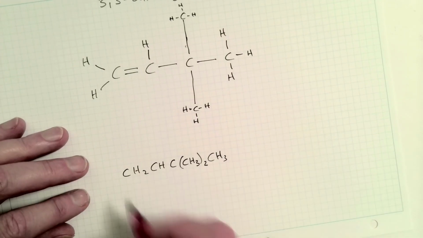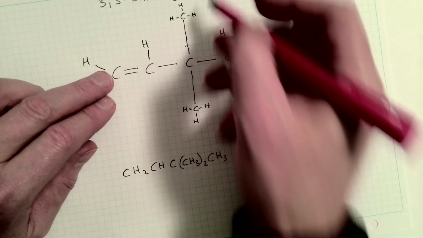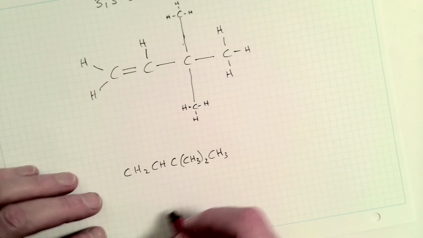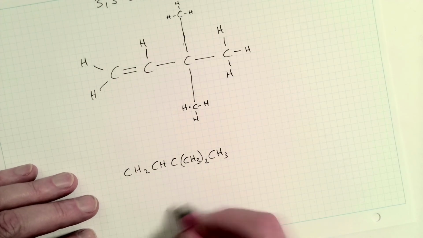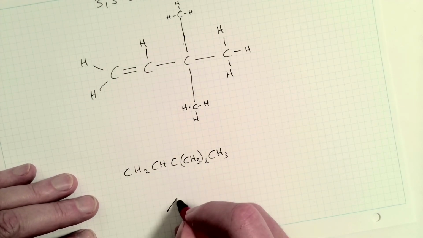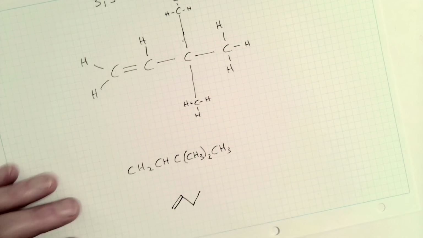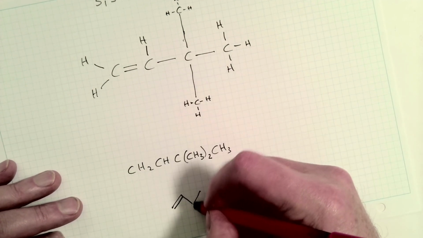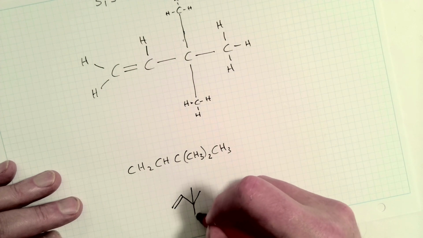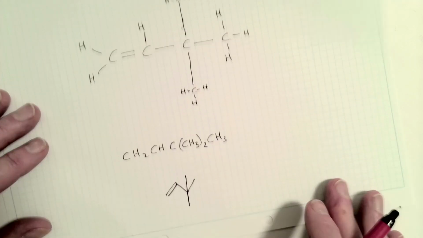Perfect. And finally let's get our line angle drawing, because this is why it's so fast. So I've got 4 carbons: 1, 2, 3, 4. Lovely. Double bond there. Beautiful. Then I have 2 side branches coming off this one. And there you go. Job's a good one.